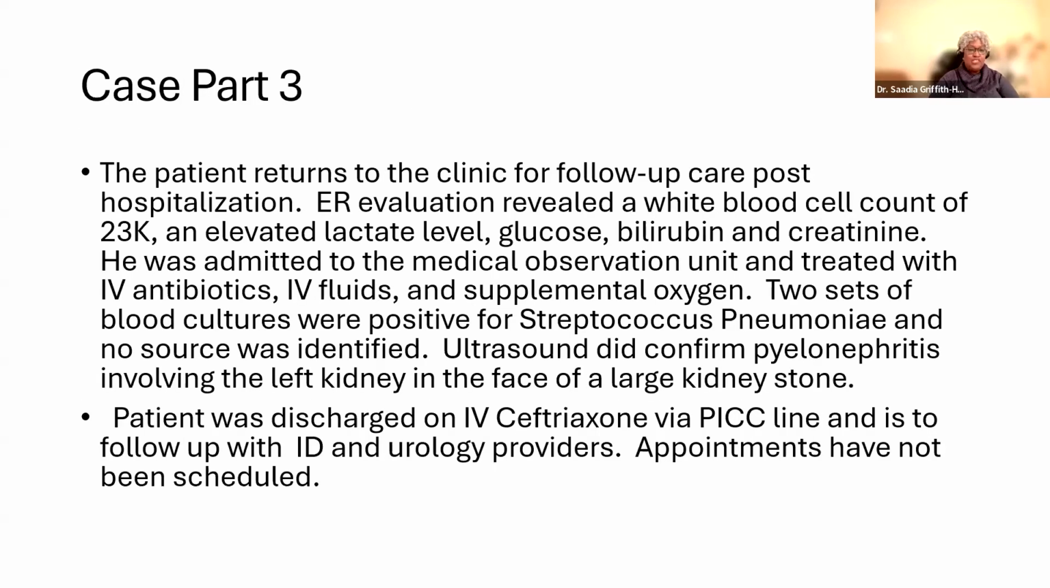So let's talk about our patient again. The patient returns to your clinic for follow-up care post-hospitalization. So he was hospitalized. When the patient got to the ER, they found that his white count was 23,000. He had all the hallmarks, the elevated lactic acid level. His bilirubin was up, signifying liver problems. His creatinine was up, signifying renal problems. His glucose was up, and we know hyperglycemia makes the treatment of infection more difficult.